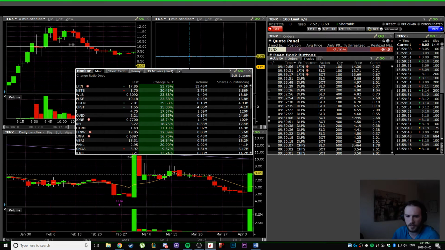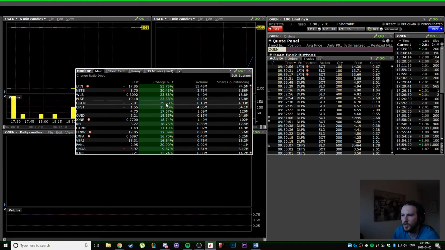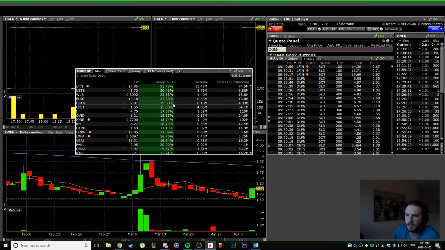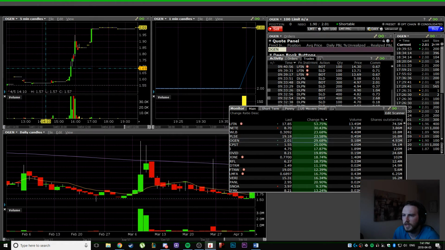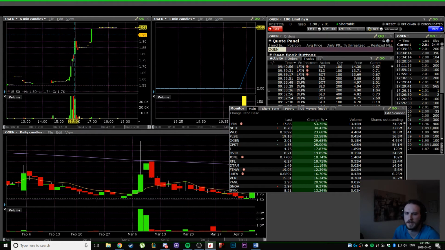Because without the volume, without people looking at it, it's just simply not going to move. An example of that would be OGen. It was gapping up, it was on the gap scanner. We can see here all day it did nothing until the end of the day, and it took half an hour and a couple hundred thousand shares or something like that of volume only to move up 40 cents.